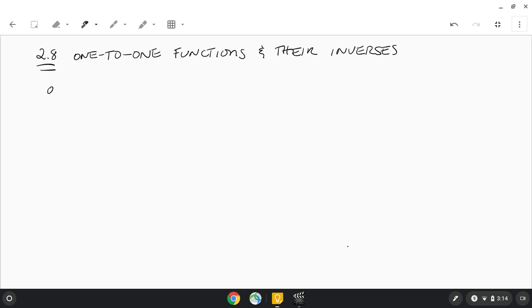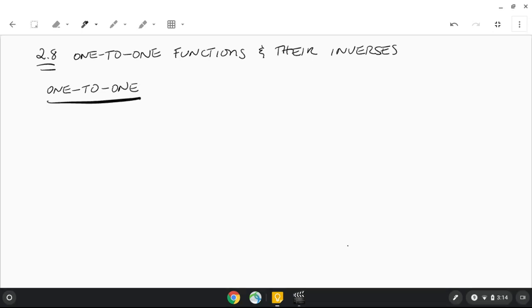All right, so first of all, we are going to take a look at a one-to-one function. The reason why we're looking at one-to-one functions is because not all functions have inverses. And it turns out that the functions that do have inverses are one-to-one functions.